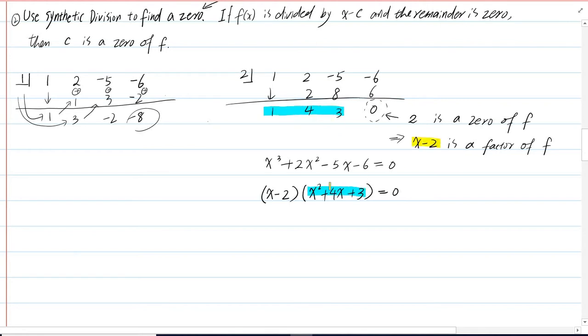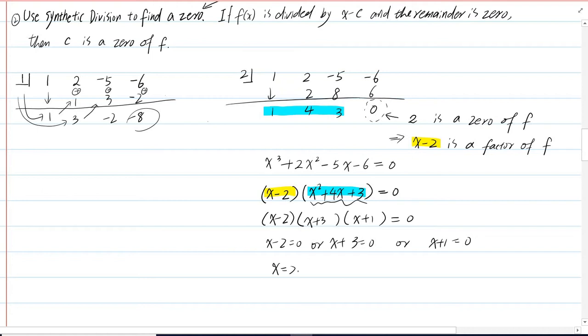x minus 2 comes from here. Once we have this, we can factor this as x plus 3 and x plus 1, which will give you 0. That will be x minus 2 is 0, and then x plus 3 is 0, or we have x plus 1 is 0. From these 3 equations, we're going to solve it. We're going to have x equals 2, x equals negative 3, and we have x equals negative 1. So that is your final answer. So our solution set is negative 3, negative 1, and 2.